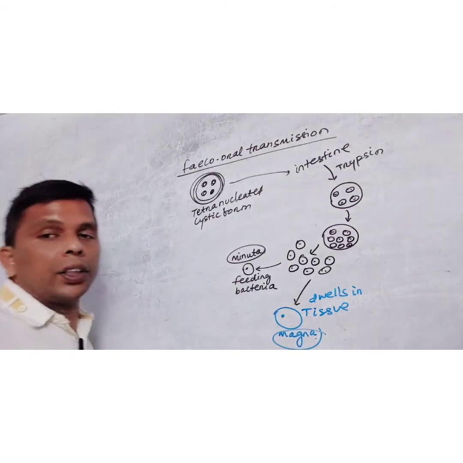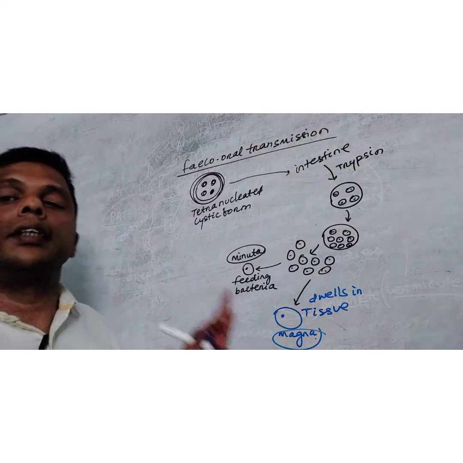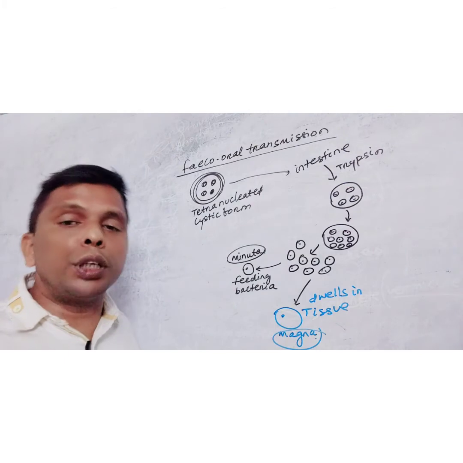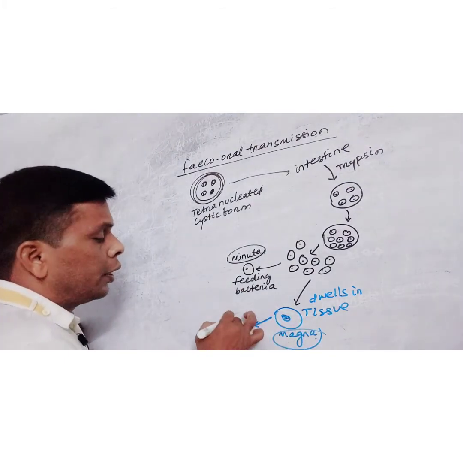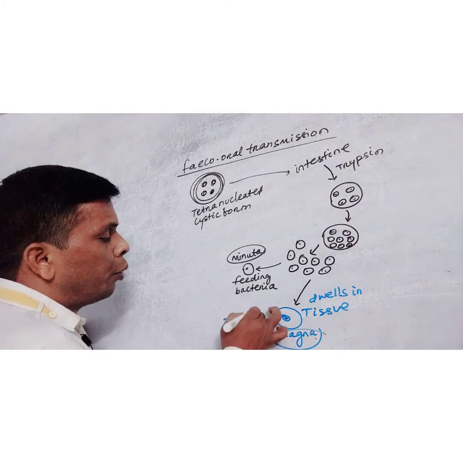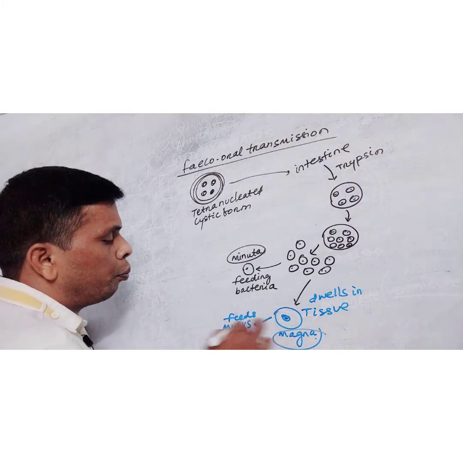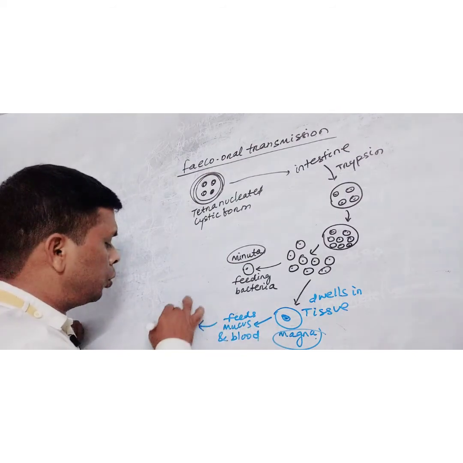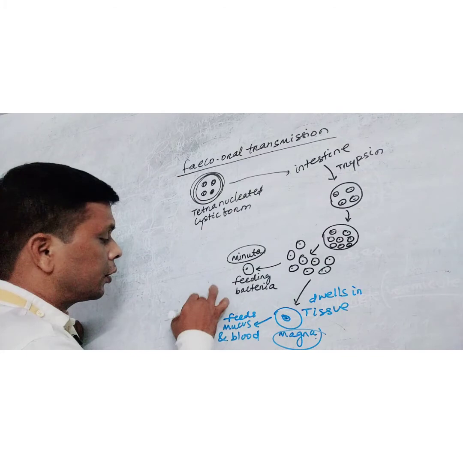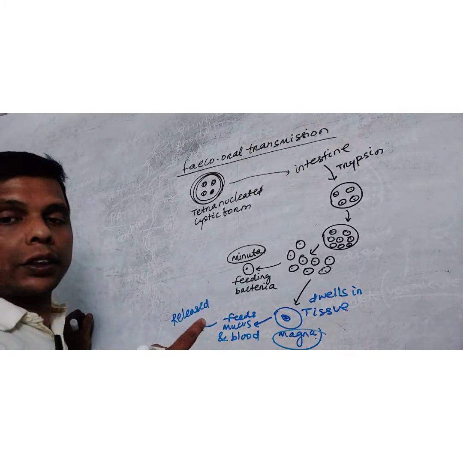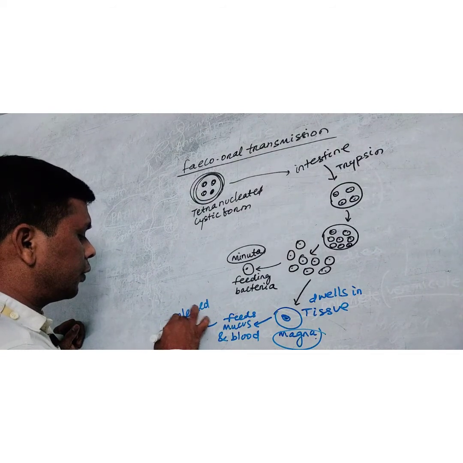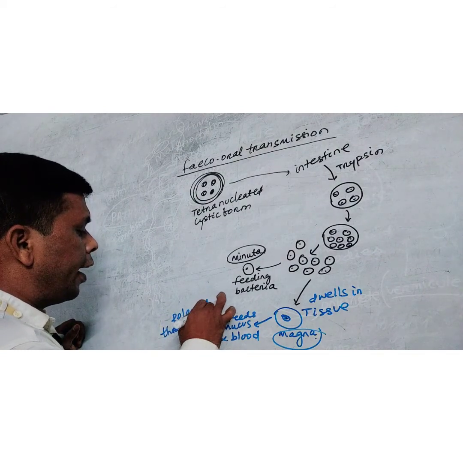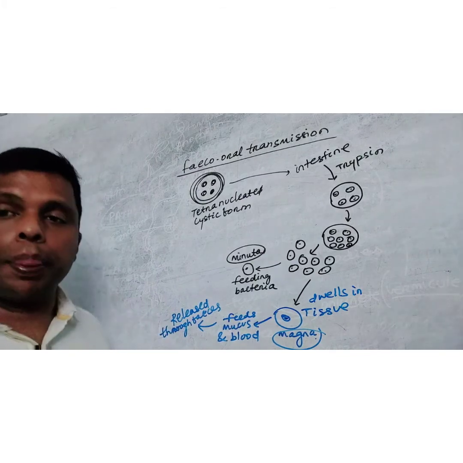These are very dangerous. They produce the pathogenic symptoms in the human body. When it enters into the tissue, it feeds on mucus and blood, which are released through feces. Okay, these are released through feces, causing amoebic dysentery.